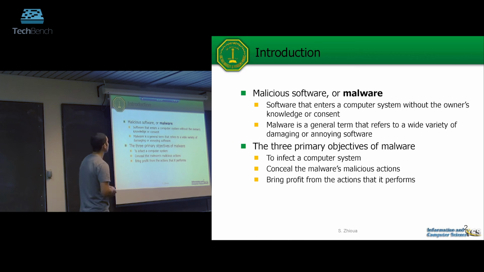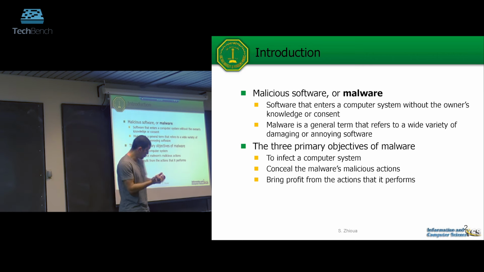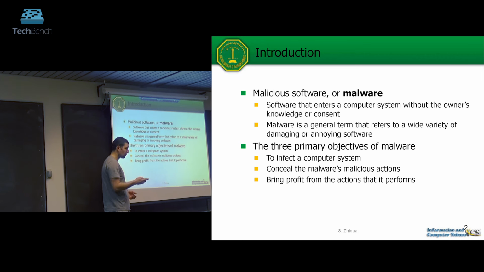Malicious software, or malware, is software that infects the owner's machine without the consent of that user. It's a general term that refers to a wide variety of damaging or annoying software. These are the objectives of malware. If you have a virus or malware, its goal would be first to infect, second to hide itself, and third to do the malicious component, basically the harmful component. So, bring profit somehow.